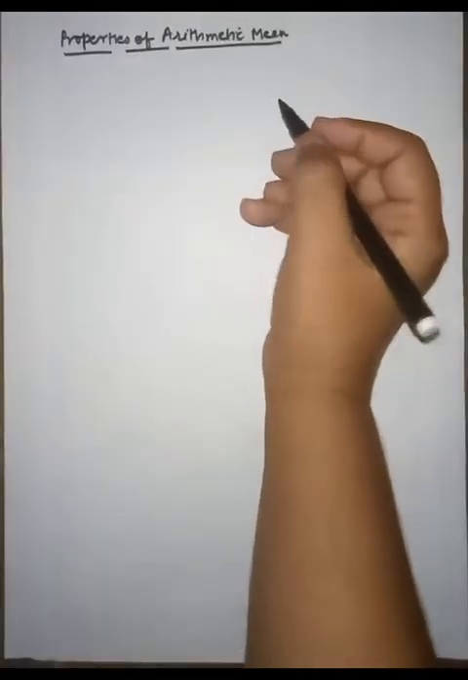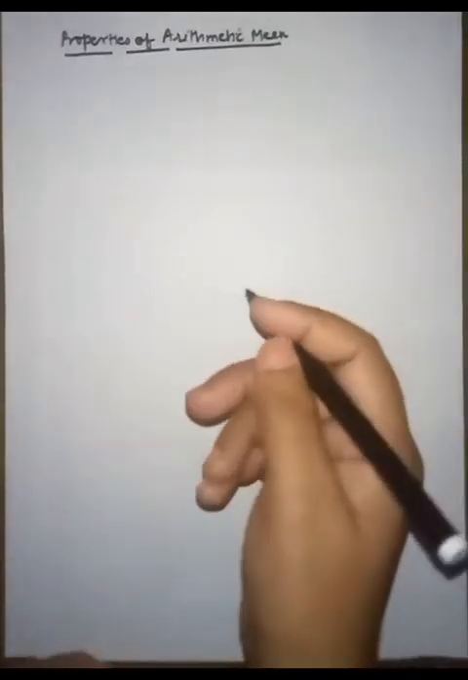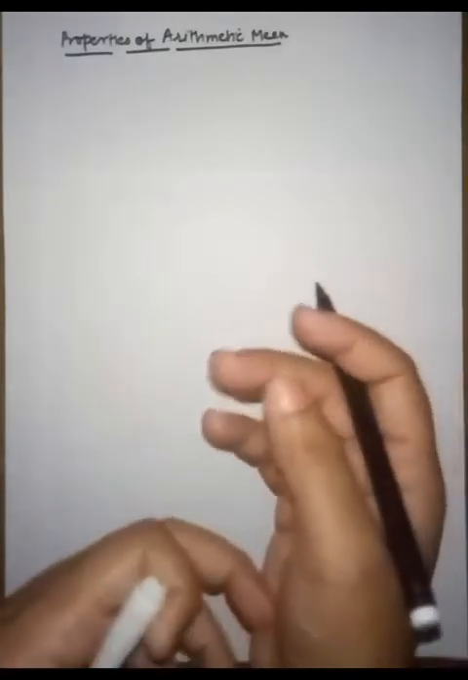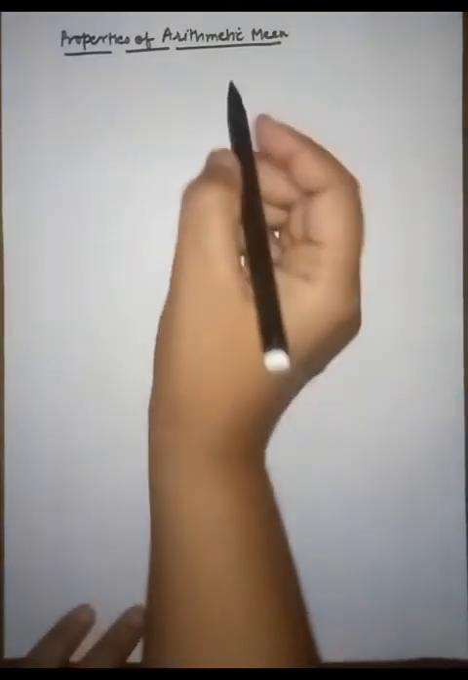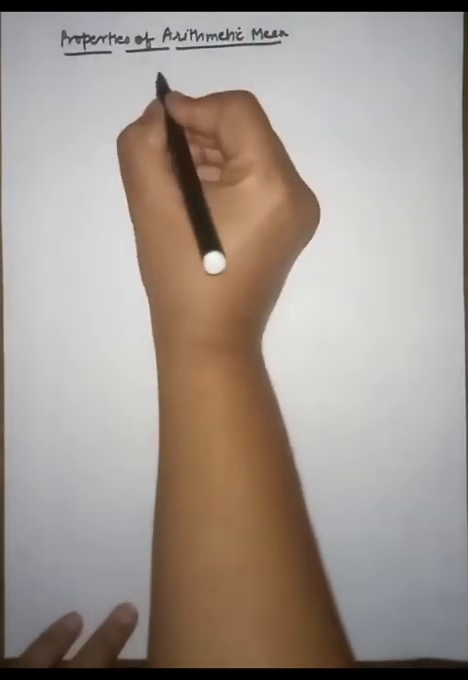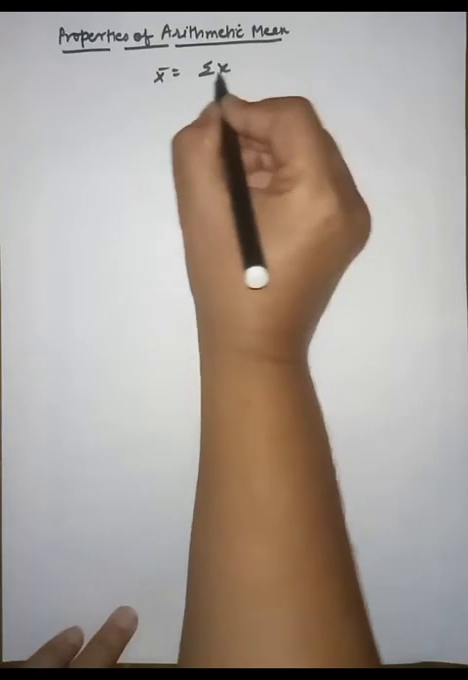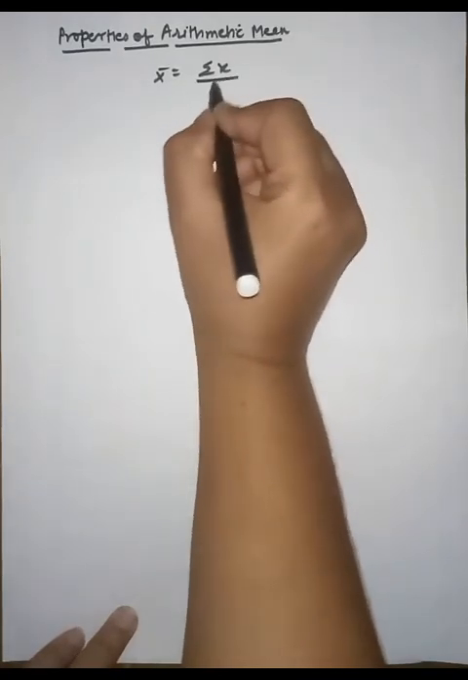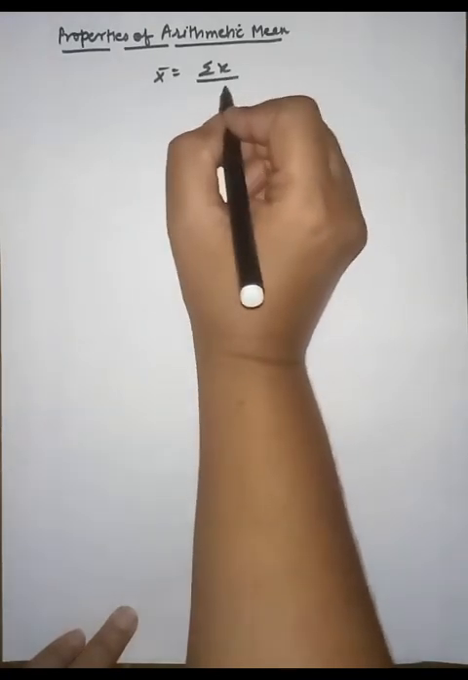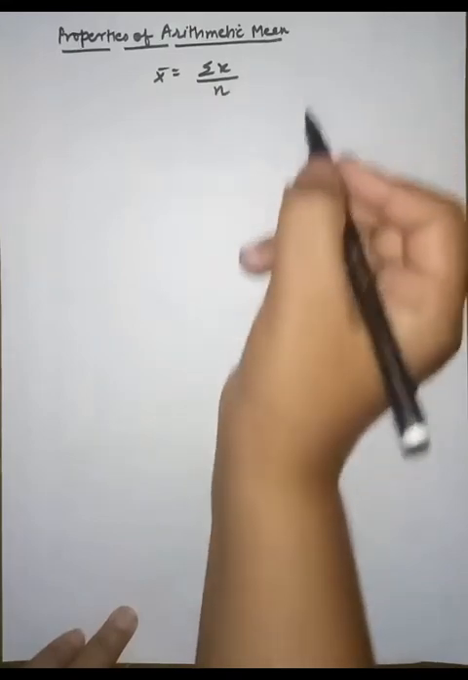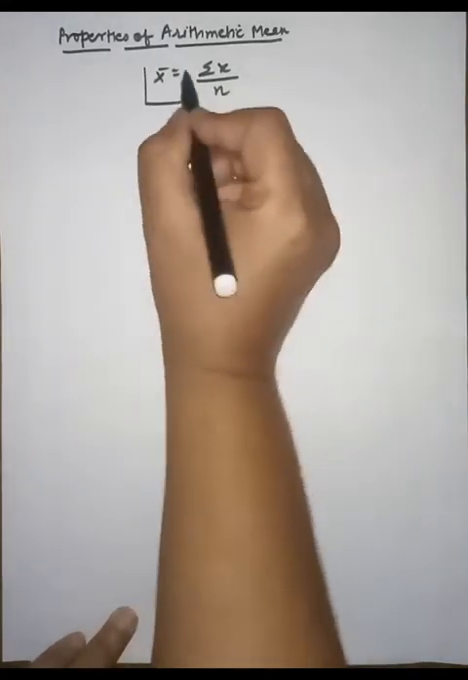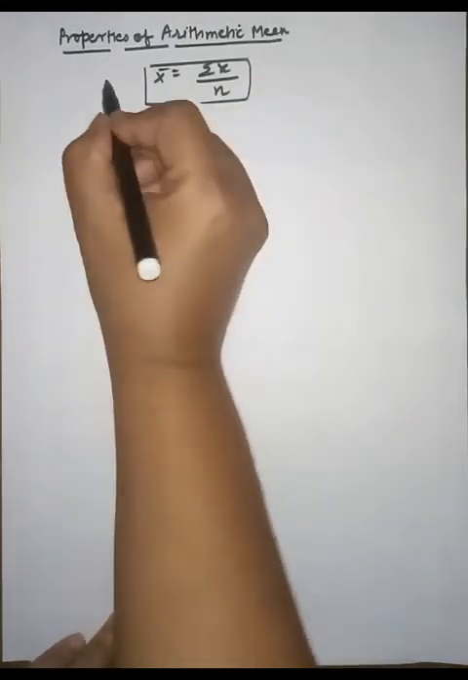Arithmetic mean. Friends, we know that arithmetic mean is one of the measures of central tendency, which can be defined as the sum of all the observations upon the number of observations. So this is your arithmetic mean, as we know.